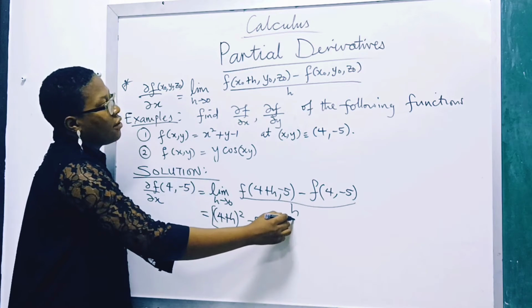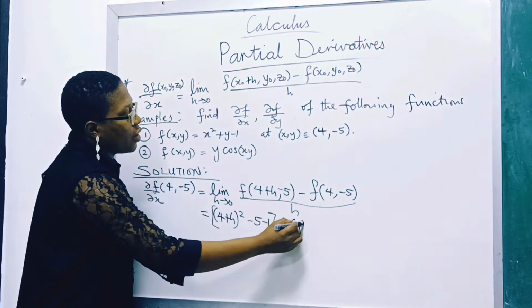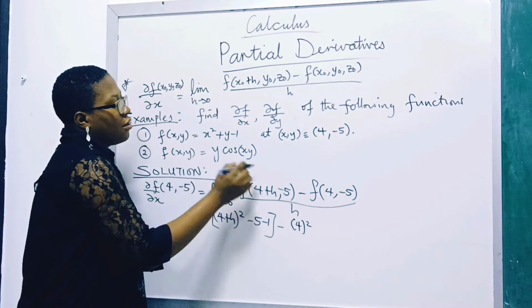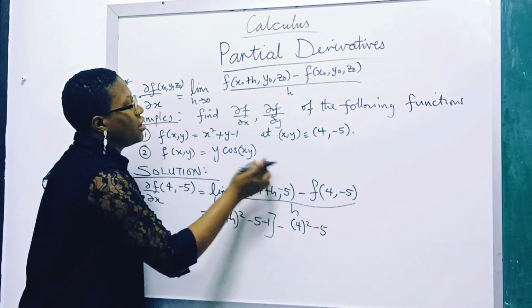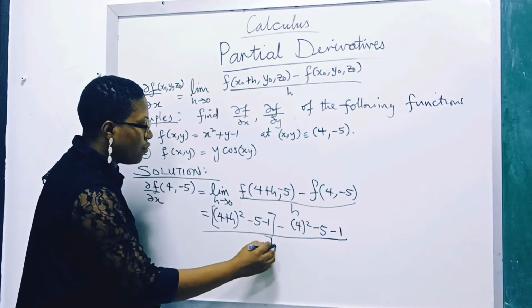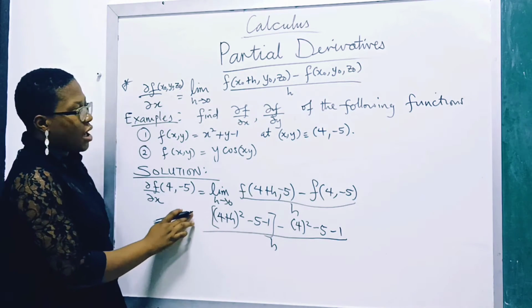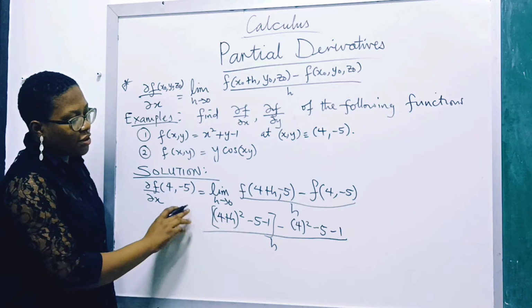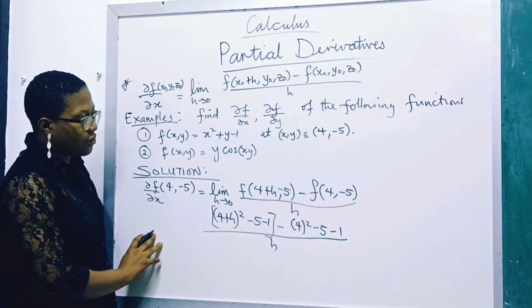minus 4 squared. I'm putting 4 here. Minus 5 because y is minus 5. Minus 1, all over h. I'm not sure whether the limit exists, so let me finish up before putting back the limit.